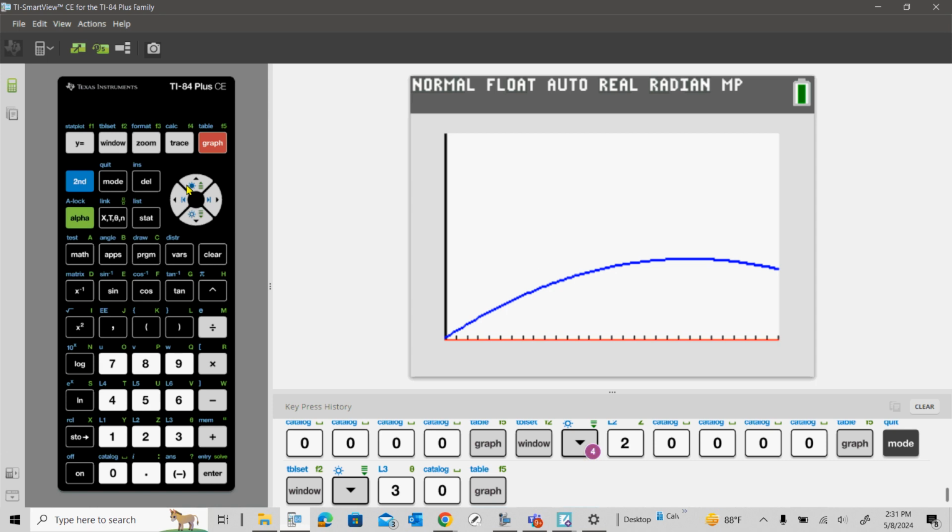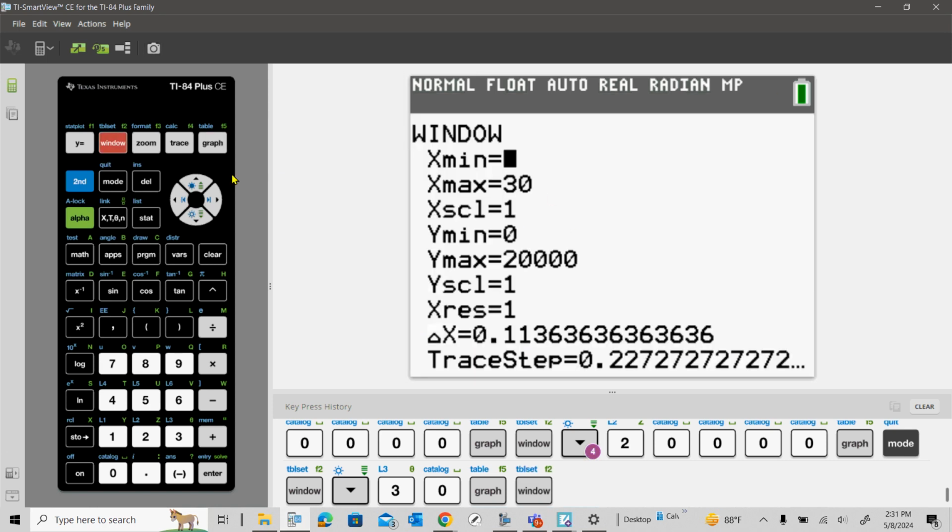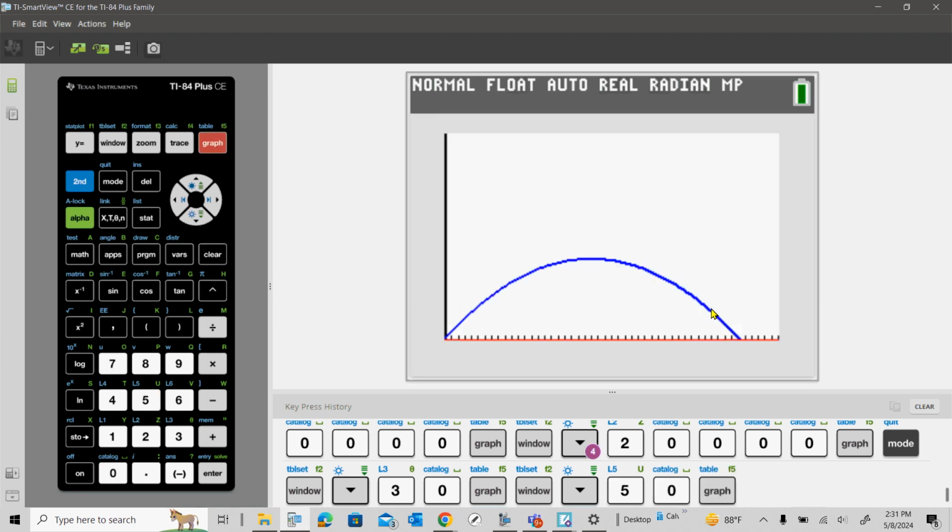So for our time here, I'm at 30. Let's make that 50 seconds. There we go. Now I can see the whole shape here. I could maybe take away some of this dead space here. But let's just start right there. I can at least get my max and my 0 here.